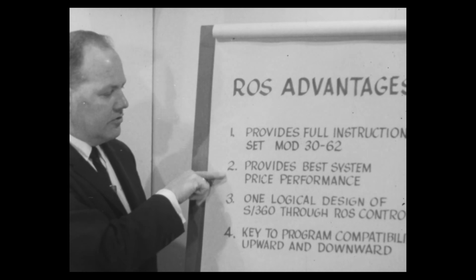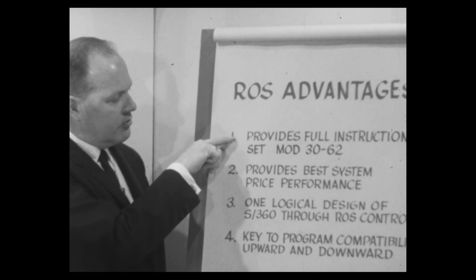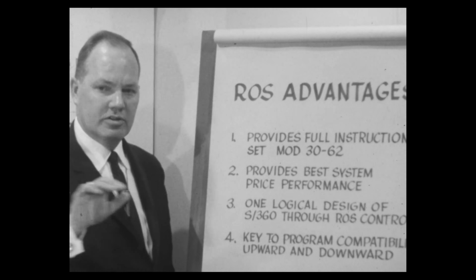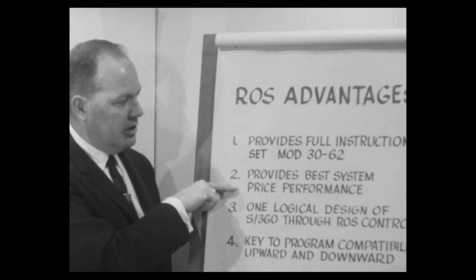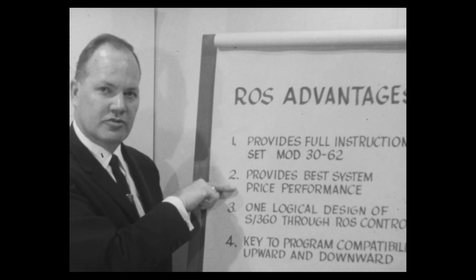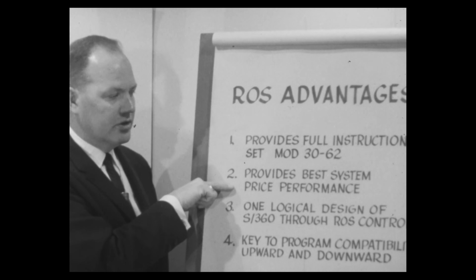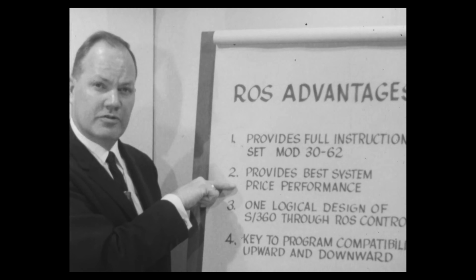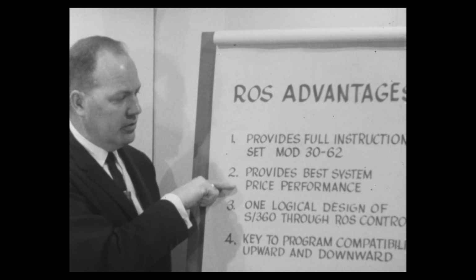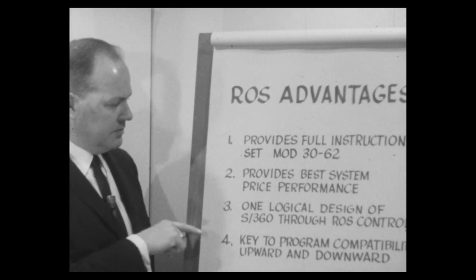It provides the best system price performance because through the use of read-only storage and the different types that I've indicated here, we are able to allow a full instruction set performance on a small machine, which is balanced to its throughput performance, as well as allowing a very comprehensive system like the Model 60, 62, with its full instruction set identical to the 30, matched to its throughput performance.